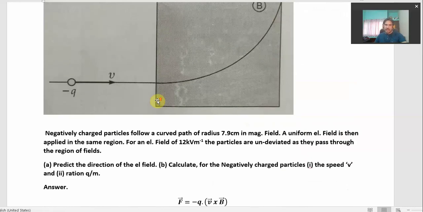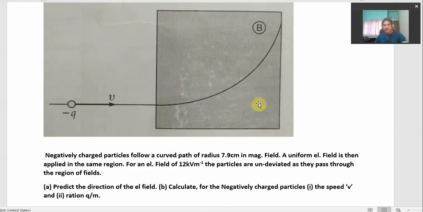This is the same reason you can give. Because negatively charged particles are pulled opposite to the electric field, we have to apply the electric field in the upward direction according to the paper, so that the force acting on this negatively charged particle due to the electric field will be along the downward direction. So this is about the direction of the electric field.